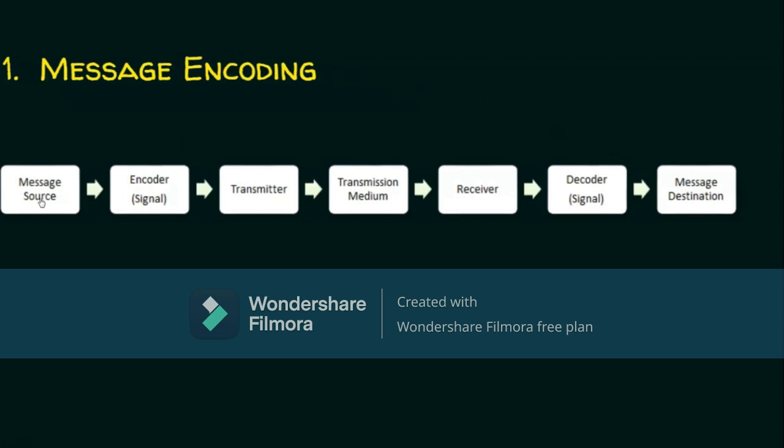The sender creates the data and encodes the data, and finally the transmitter sends the data through the transmission medium. This transmission medium takes the data to the receiver. The receiver, after receiving the data, decodes the data, and after proper decoding, it means the message has reached the destination. This is what message encoding is all about.